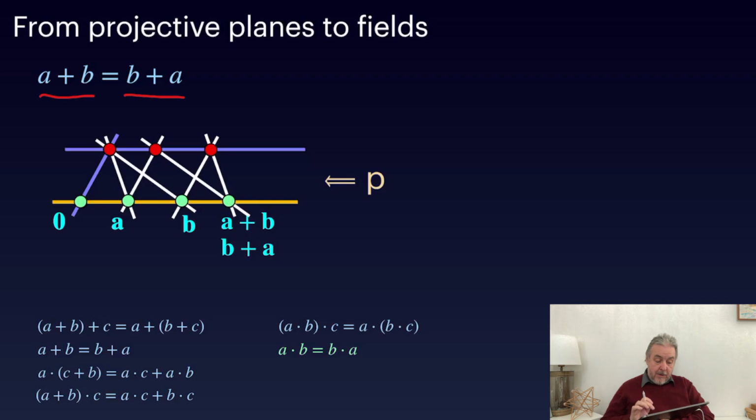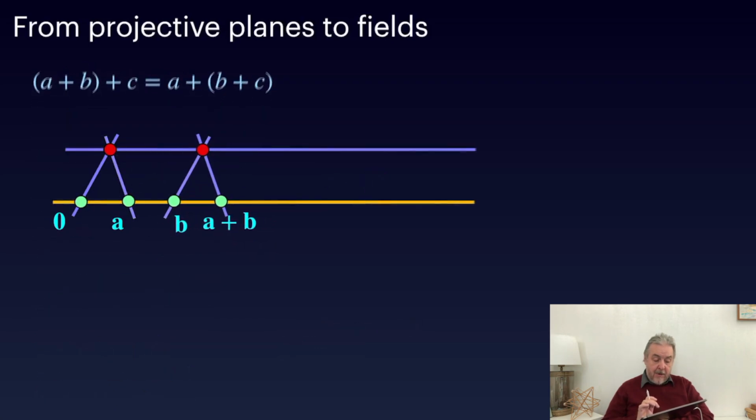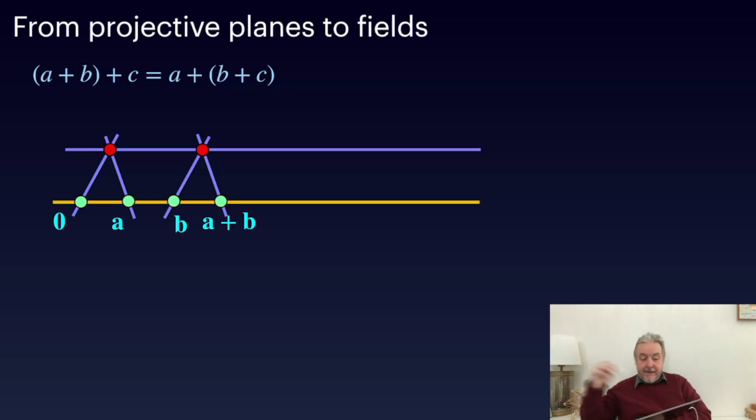Next property. So let's focus on this one here, that the order in which we add doesn't matter. And so we want to check whether (a plus b) plus c is the same as a plus (b plus c). So I do the same thing. I do the two constructions in two different pictures, and then I'm going to overlay those two pictures.